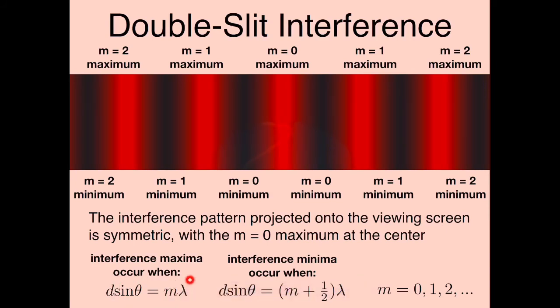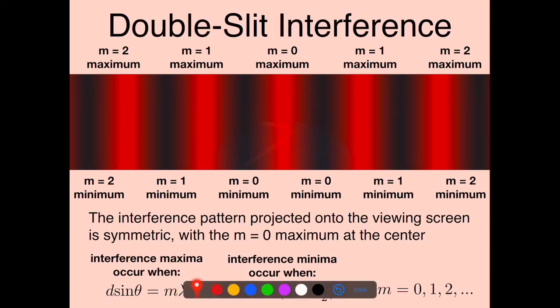Now actually, if you take a look at this equation and you plug in m equals 0, then you're going to get out theta equals 0. So in other words, at the very center of the screen where theta is equal to 0, we have a maximum, which is our m equals 0 maximum. Now if we take a look at this equation again, we'll see that the larger the m value is, the larger the theta value will be.